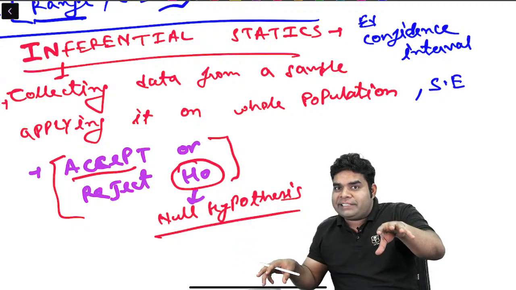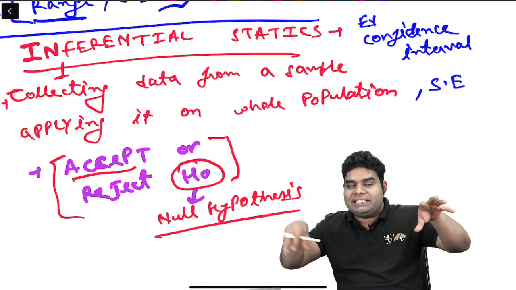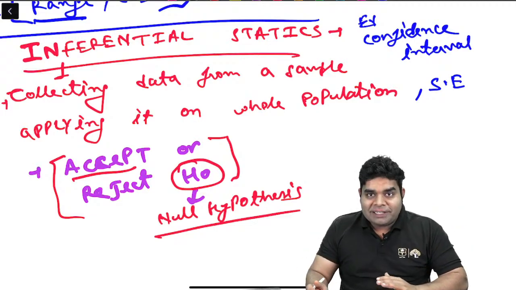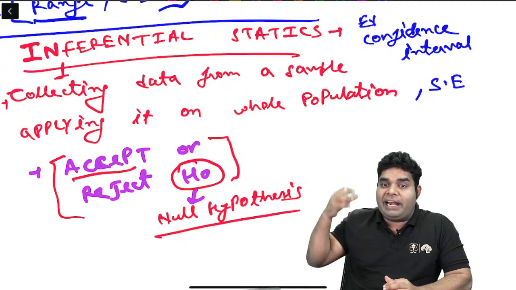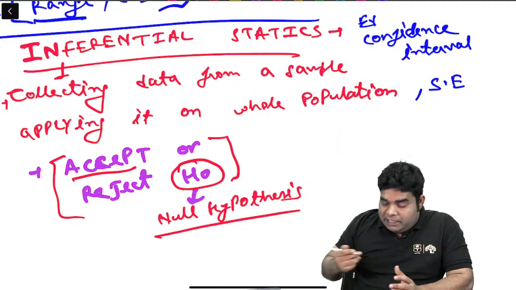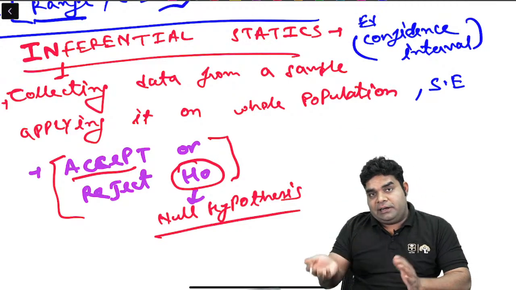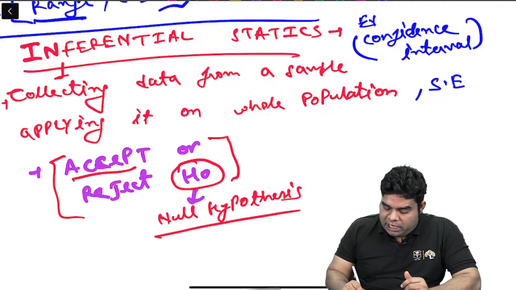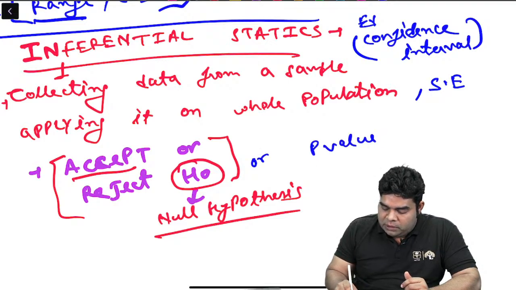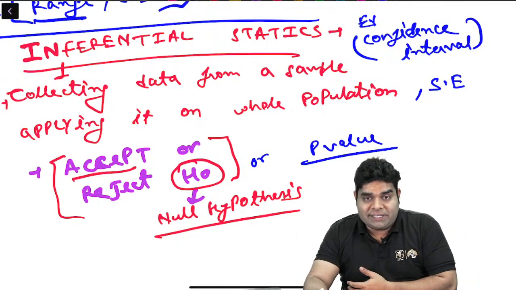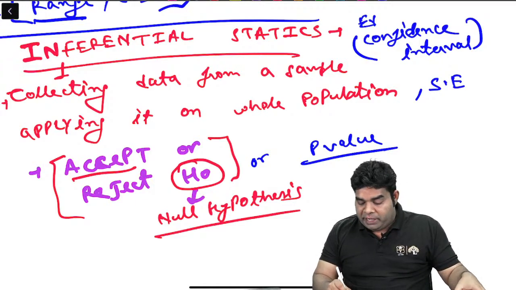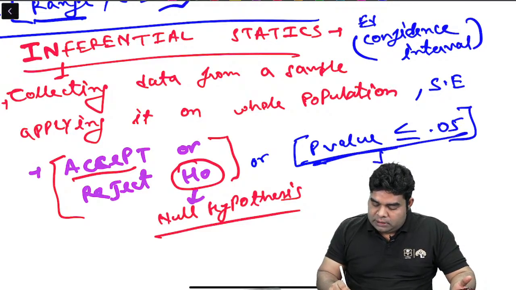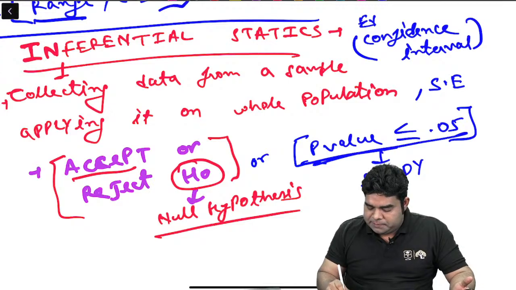Now I will go to the class and say that because this sample is taken randomly from the class, 95% of students in the class wake up between 9 to 12. I will collect the data from the sample and apply it on the whole population. That is the use of confidence interval, and that is the meaning of inferential statistics. Similarly, when we talk about null hypothesis or p-value, that also deals with inferential statistics. And I hope you know about p-value, that when it is less than or equal to 0.05, that means the study is significant.